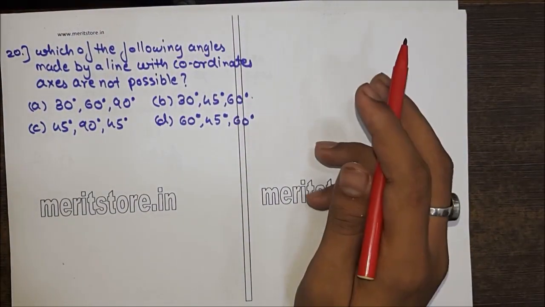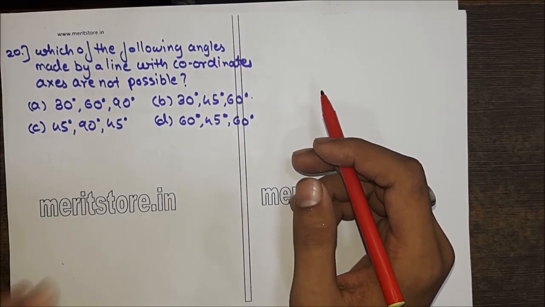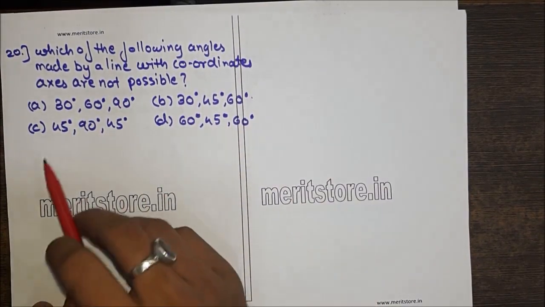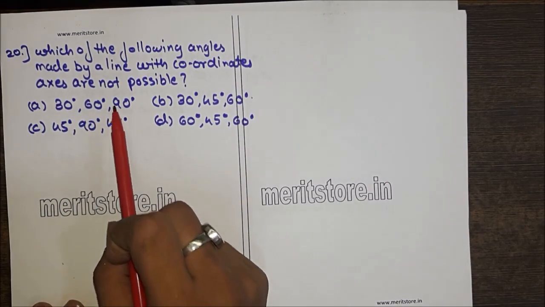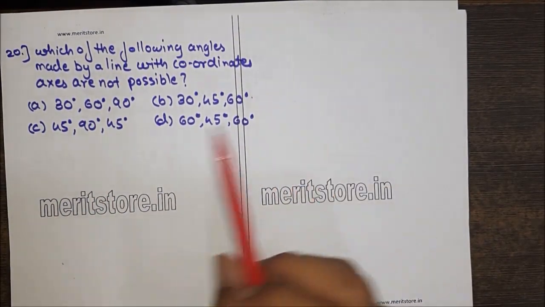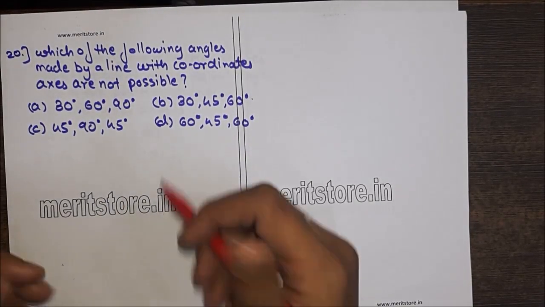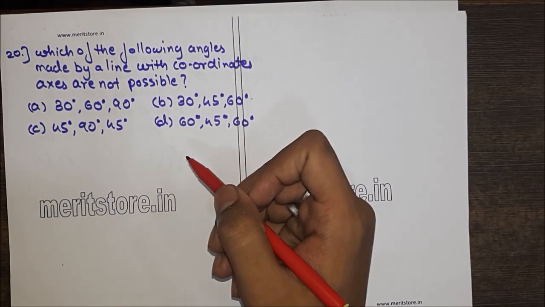Question number 20. Which of the following angles made by a line with coordinate axes are not possible? Option A, 30 degrees, 60 degrees, 90 degrees. Option B, 30 degrees, 45 degrees, 60 degrees. Option C, 45 degrees, 90 degrees, 45 degrees. Option D, 60 degrees, 45 degrees and 60 degrees.